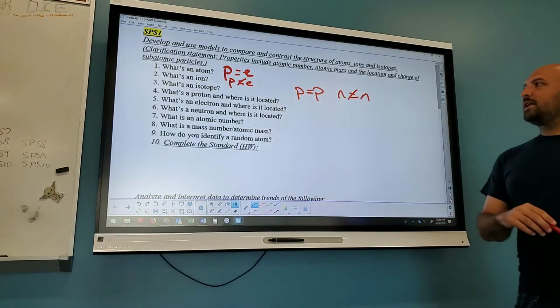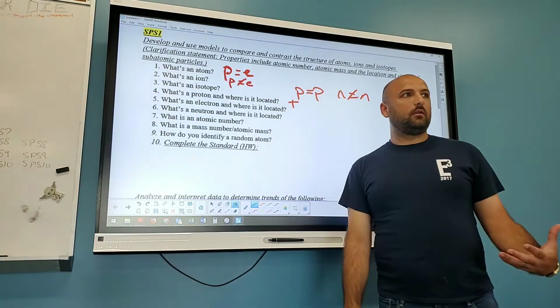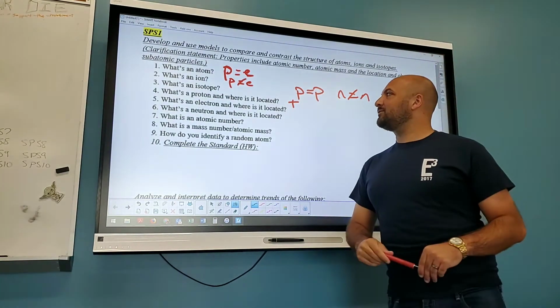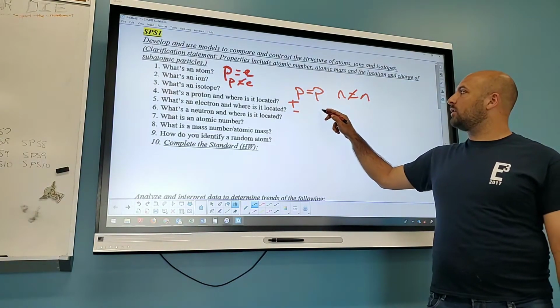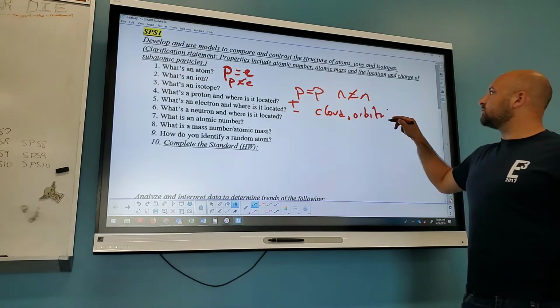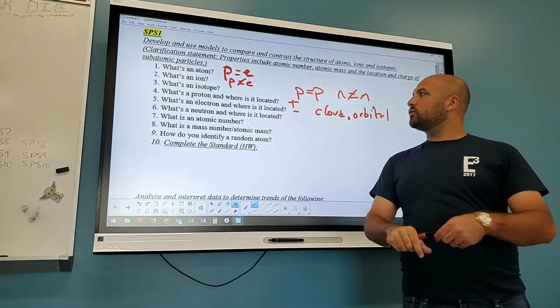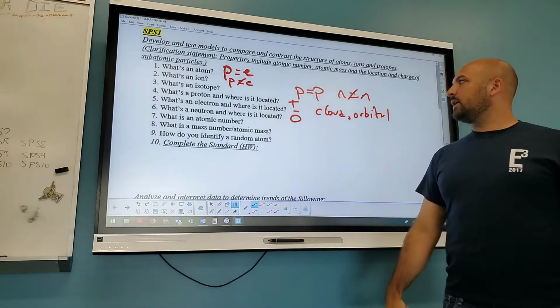Now, what's a proton and where is it located? Protons are positive, and you find them in the nucleus. What's an electron and where is it located? Well, it's negative, and you find it in the electron cloud, or the electron orbital. Those terms are often used interchangeably. Now, what is a neutron and where is it located? Well, neutrons have no charge, and you find them in the nucleus.